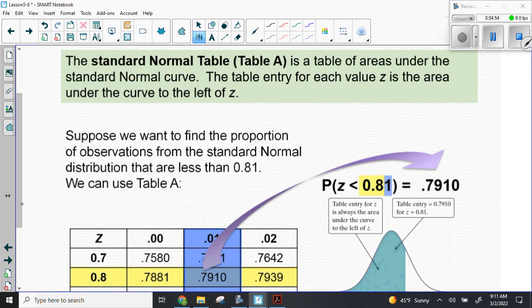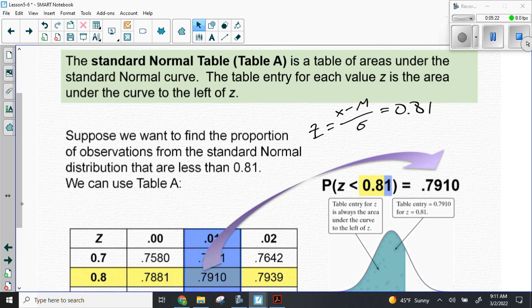which is a proportion. So what if we wanted to find the proportion of observations from the standard normal distribution that are less than 0.81? So someone calculated z equals x minus mu divided by the standard deviation and got 0.81 as a z value, right? So I'll show you on your table how to find that.